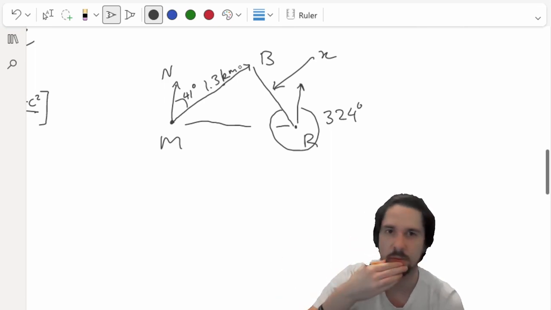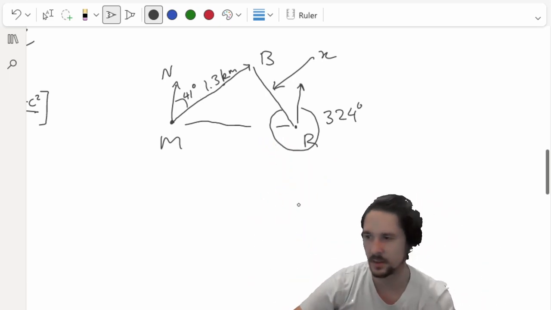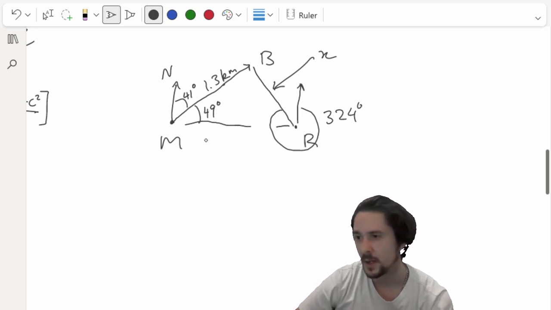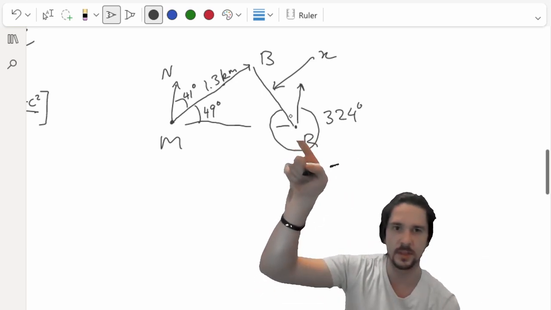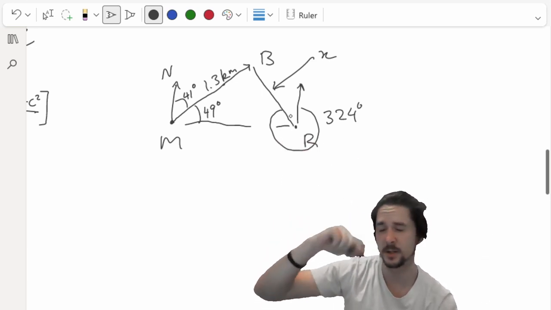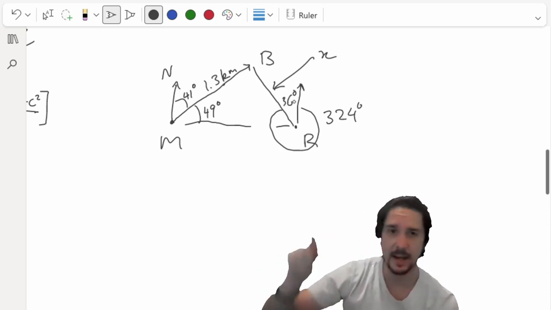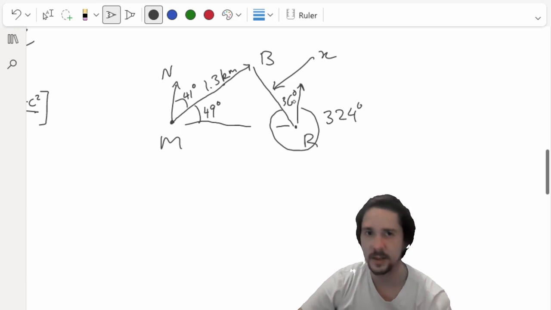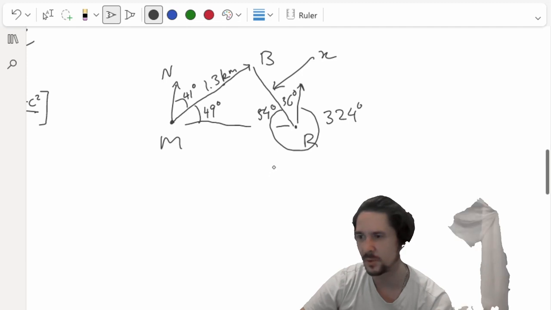So we've got all the relevant information now. Because we know that it's due east and there's a 41 degree angle up the top, that tells us that this is a 49 degree angle. Let's see, what else can we do? Because we know that we have 324 degrees there, we can figure out what's inside. 360 minus 324 is going to be 36 degrees. And that's got to add up to 90 with the one inside because we have a horizontal east-west line. So 90 minus 36 is going to be 54 degrees.